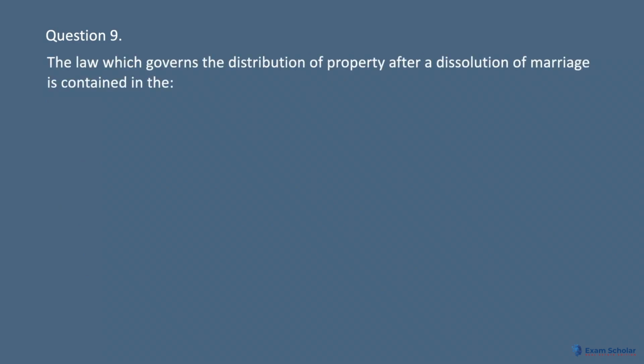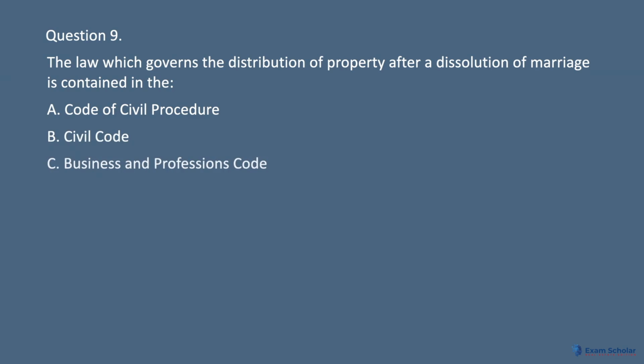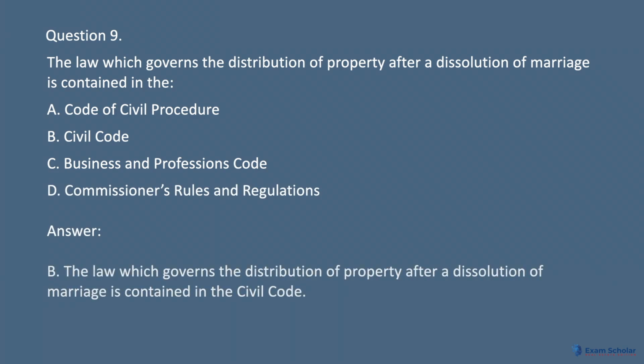Question 9. The law which governs the distribution of property after a dissolution of marriage is contained in the A. Code of Civil Procedure. B. Civil Code. C. Business and Professions Code. D. Commissioner's Rules and Regulations. Answer: B. The law which governs the distribution of property after a dissolution of marriage is contained in the Civil Code.